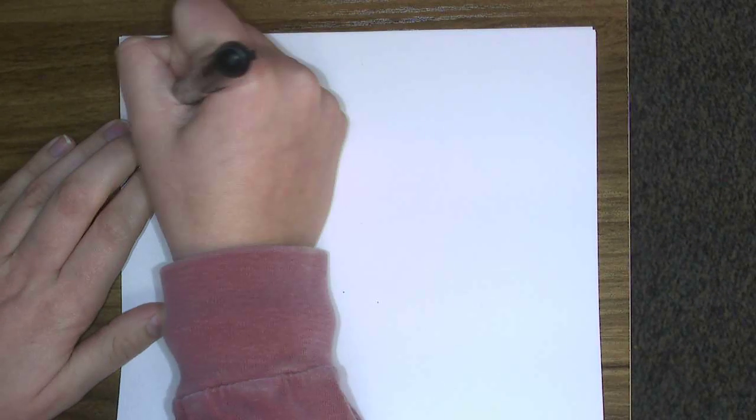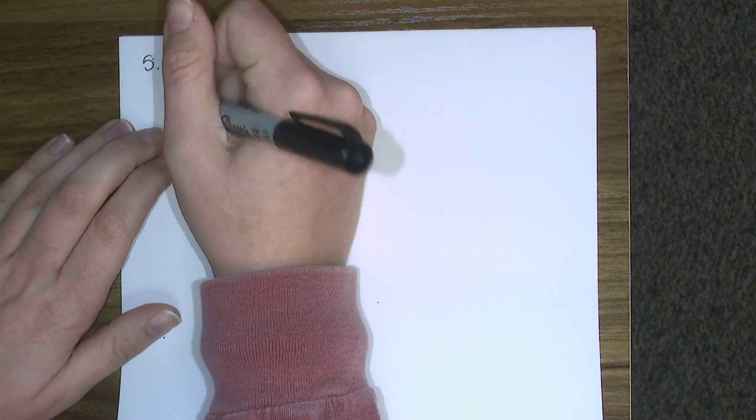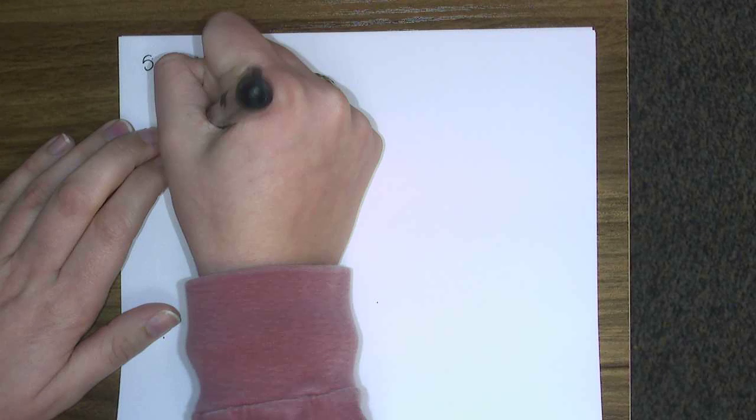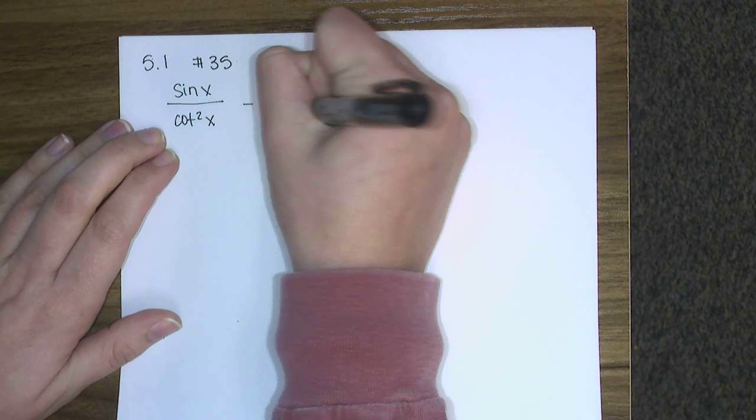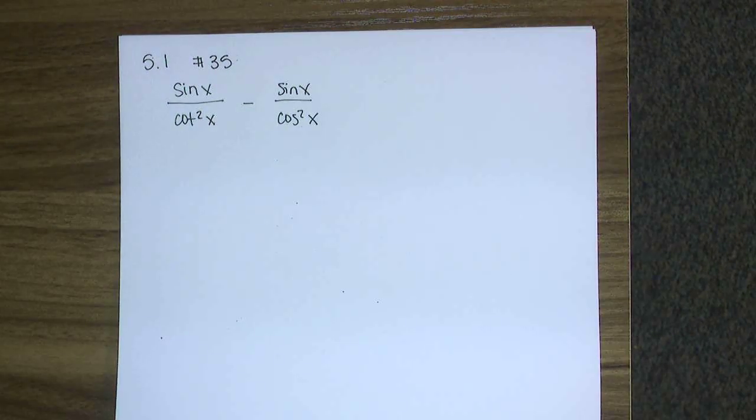Okay, these are the questions from the sections that people had. From 5.1, number 35, the problem is sine of x over cotangent squared of x minus sine of x over cosine squared of x. And we're supposed to be simplifying it down, essentially.